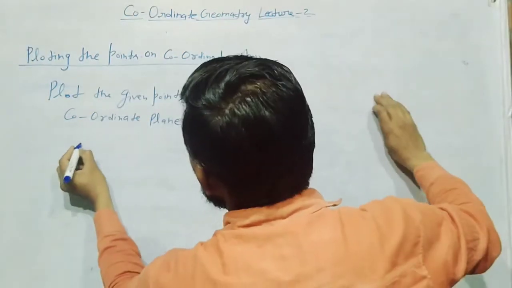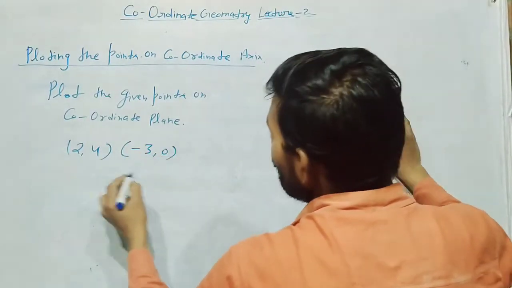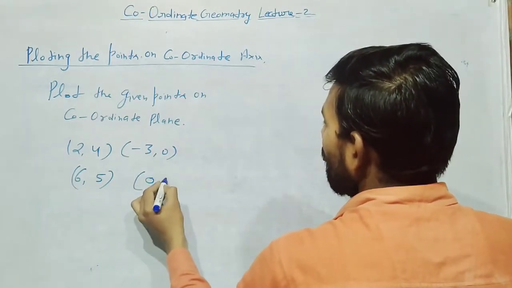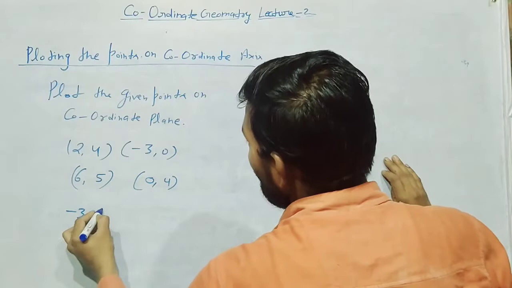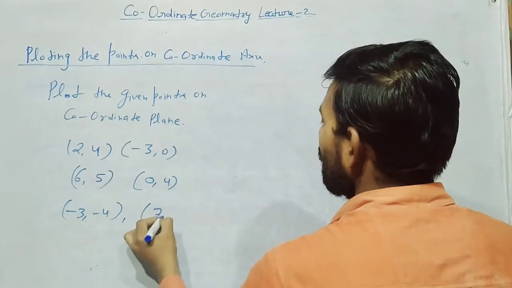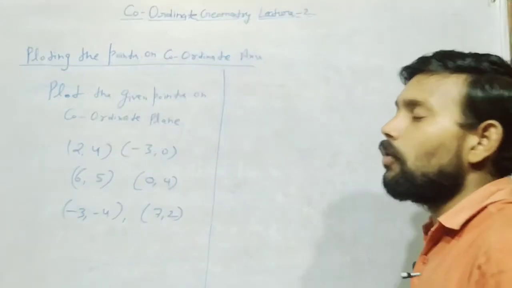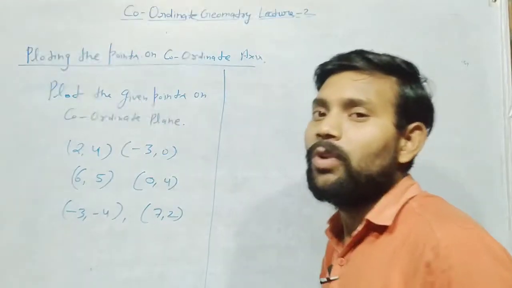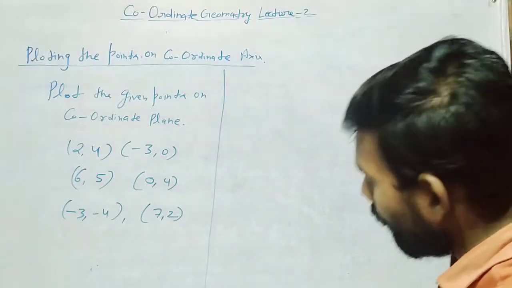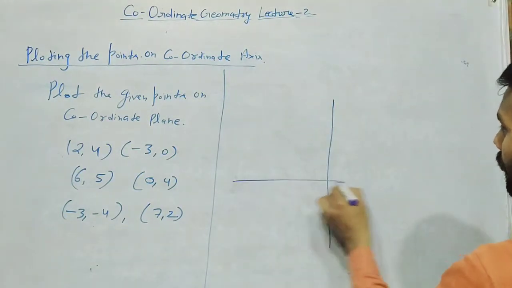Here the points are 2, 4, minus 3, 0, 6, 5, 0, 4, minus 3, minus 4, 7, 2. We have to represent these points on the coordinate axis. For representing the points, first we have to make the coordinate plane.